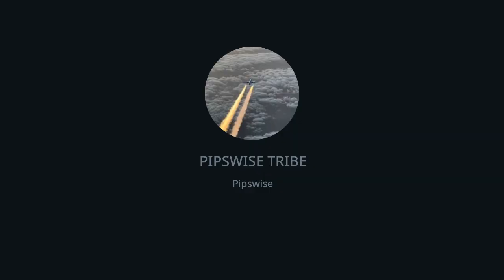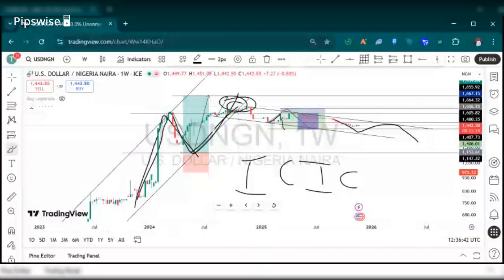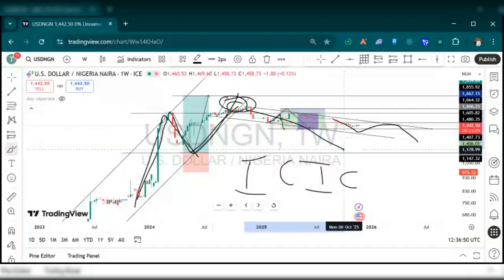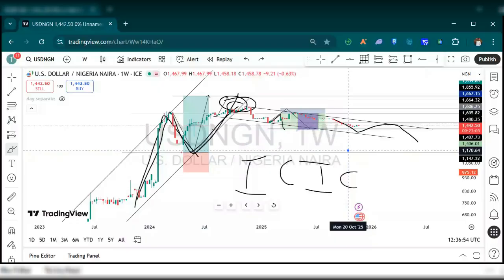This is a failed impulse. Why is it a failed impulse? It didn't really break out well. And by the time you have a failed impulse, what are we expecting next? Correction. And after correction, what should we expect? You should expect what? An impulse.